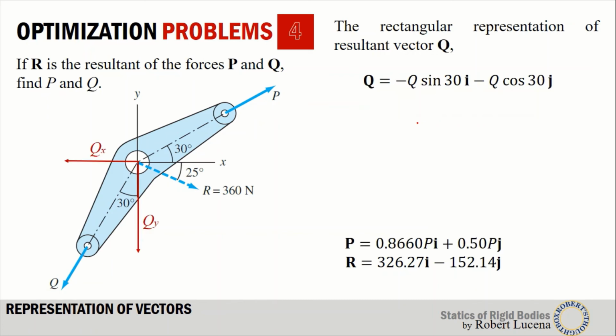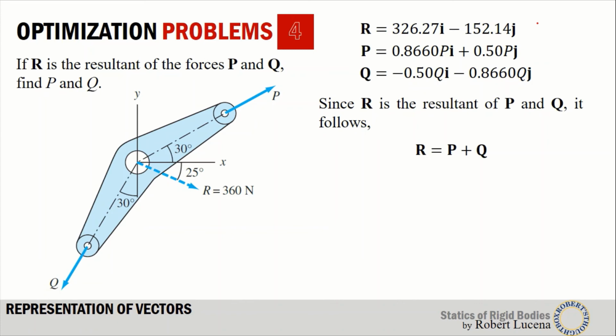Now let's try vector Q. Vector Q similarly has an x component, which is equal to negative Q sine 30 because of this one, using trigonometry. If this is your Q, and you're looking for Qx, you use negative Q sine 30. And if you're looking for Qy, you use cosine, so negative Q cosine 30 j. Simplifying that, we have 0.50 Q minus 0.8660 Q.